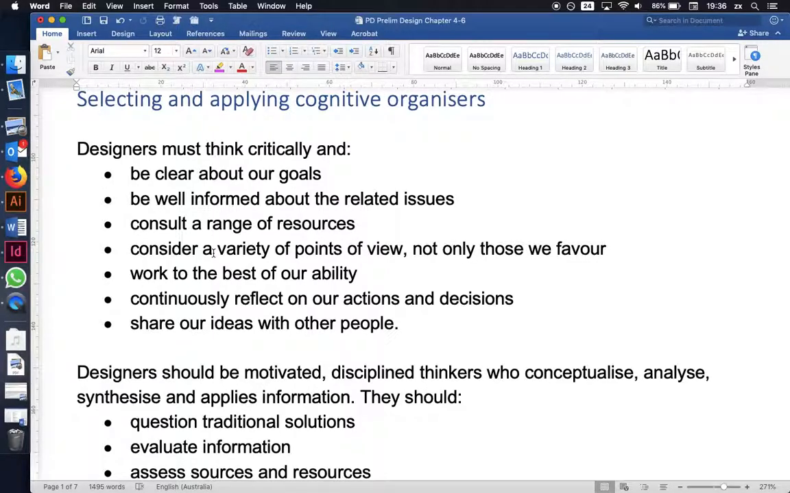Okay, so in addition to that, we must be clear about our goals. I would say that the first step of the design process is analyzing or creating a design brief, understanding the situation, and coming up with a set of goals. In any task, I think it's always very important to come up with goals.